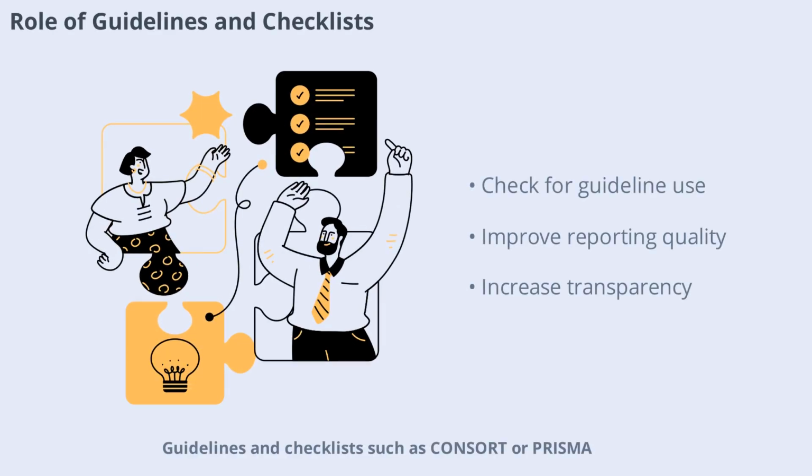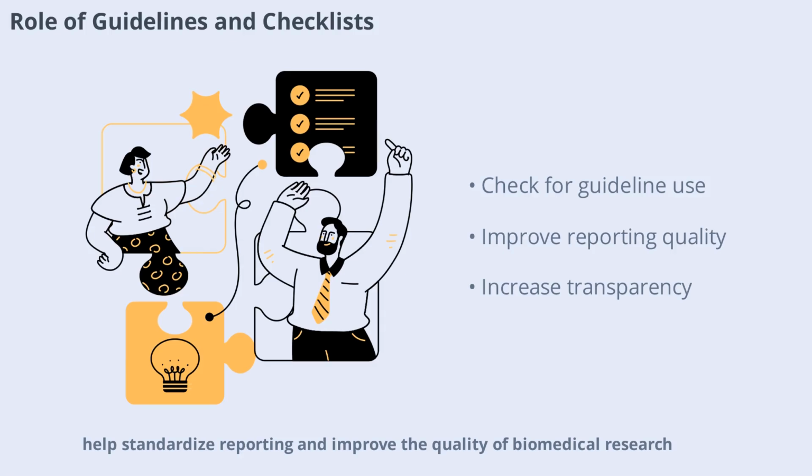Guidelines and checklists such as CONSORT or PRISMA help standardize reporting and improve the quality of biomedical research. Studies that follow these guidelines are more likely to provide transparent and reliable conclusions. When reviewing research, check whether the authors mention adherence to relevant guidelines.